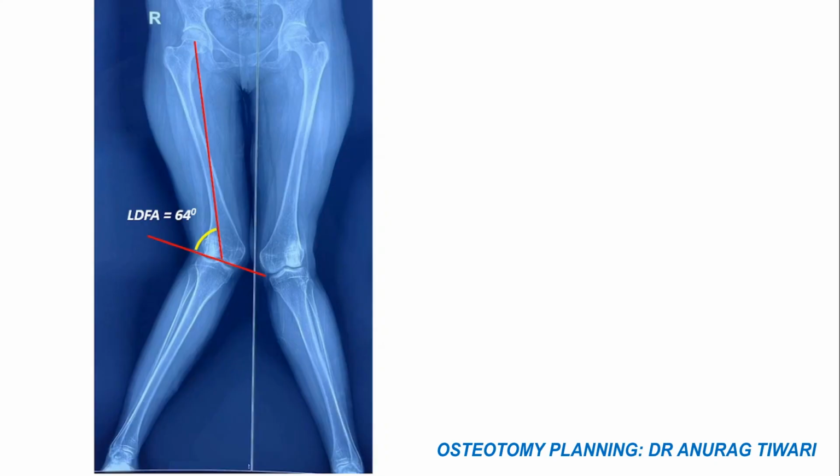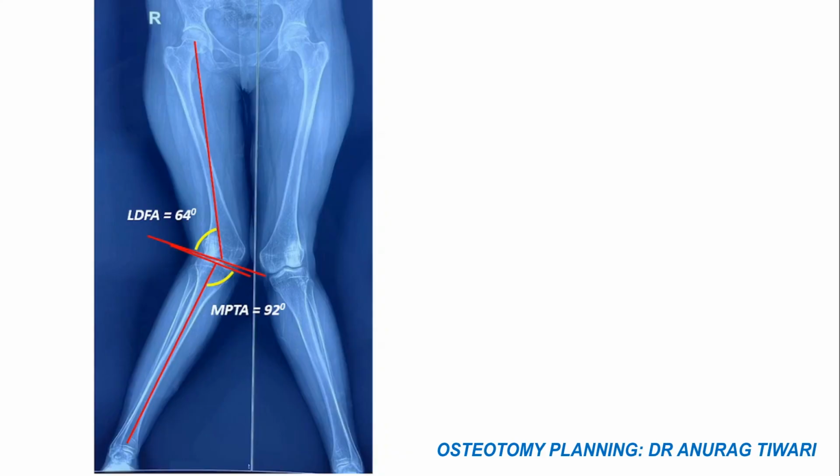The same way you need to draw the mechanical axis of the tibia, that is from the center of the knee or the center of the tibial plateau to the center of the ankle, and another line through the joint line of the tibia. So now on the medial side, this angle is known as the medial proximal tibial angle, that is MPTA. So here the value is 92 degrees.